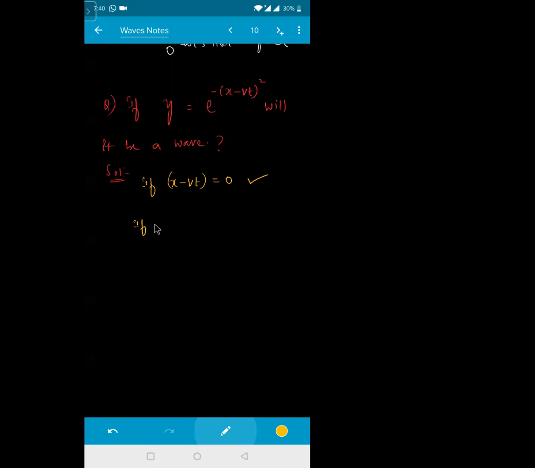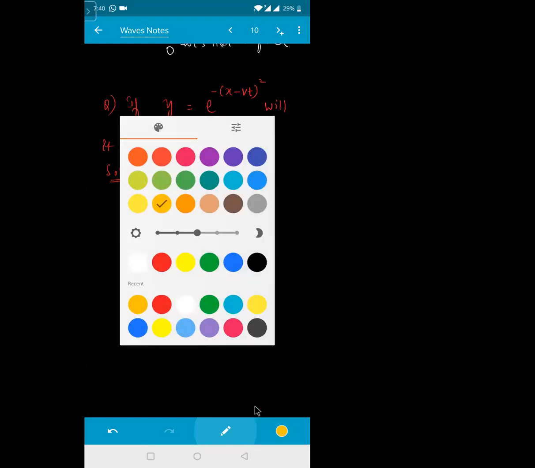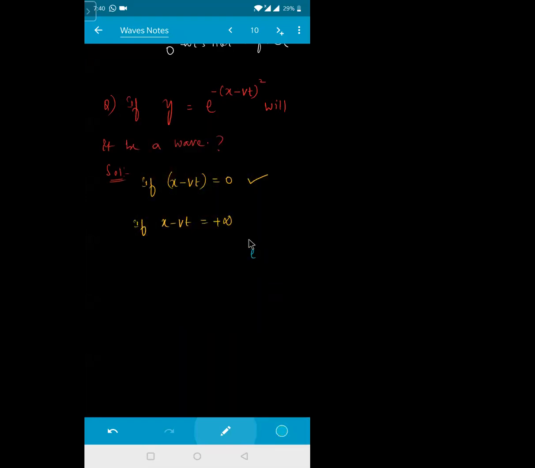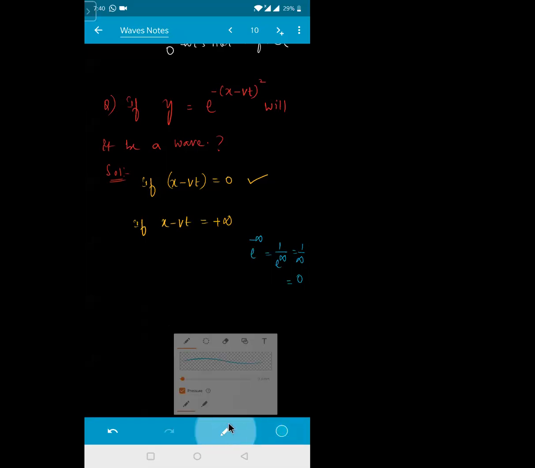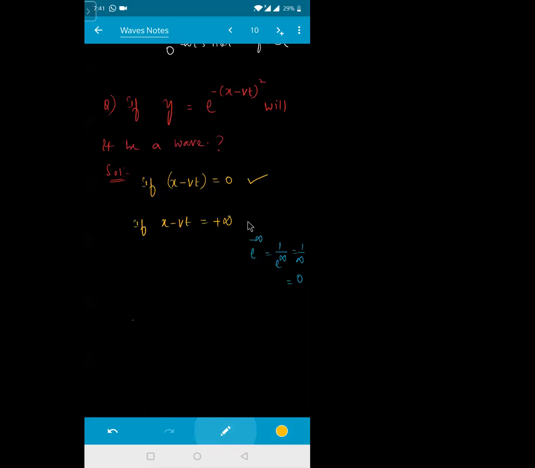The same way, if x minus vt is equal to plus infinity. Now see, if I'm taking this infinity whole square, exponential to the power of minus infinity is how much, beta? Exponential to the power of minus infinity will be equal to 1 by exponential to the power of infinity. That will be equal to 1 by infinity. 1 by infinity is how much? 0. Defined or not? Defined. Very good. That means if x minus vt is plus infinity, it is getting defined.